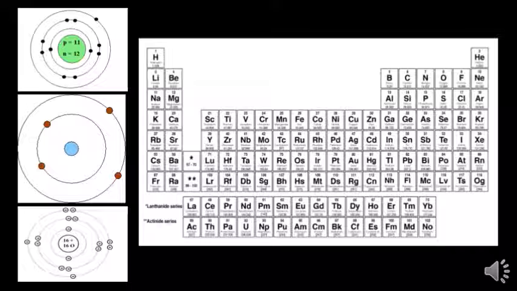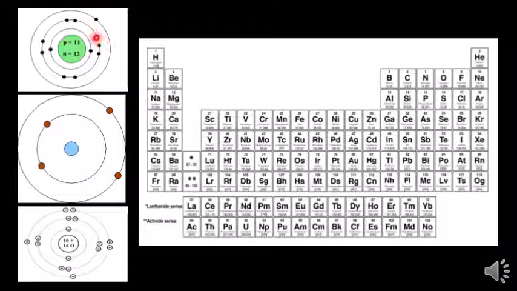So let's try some of these Bohr models. See if we can identify the elements. This one right here, to identify elements, you look at the number of protons. This is number 11 on the periodic table, so we know that that's going to be sodium right away because the number of protons equals the atomic number.